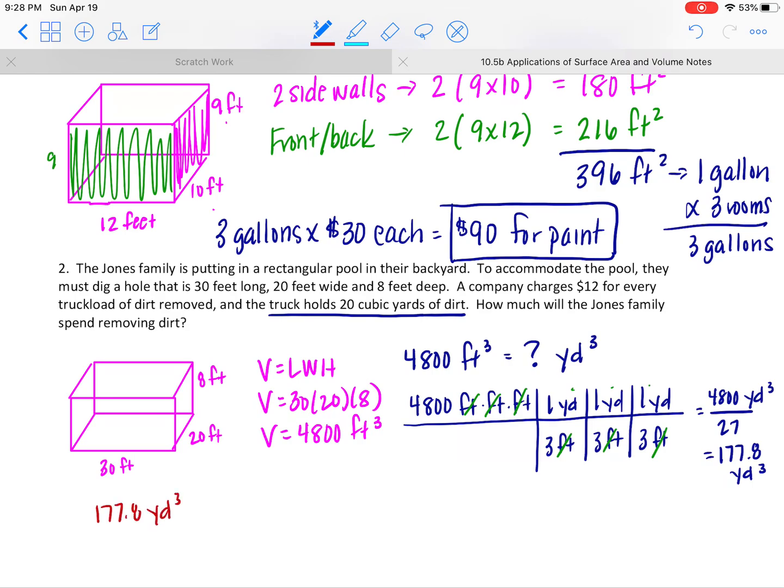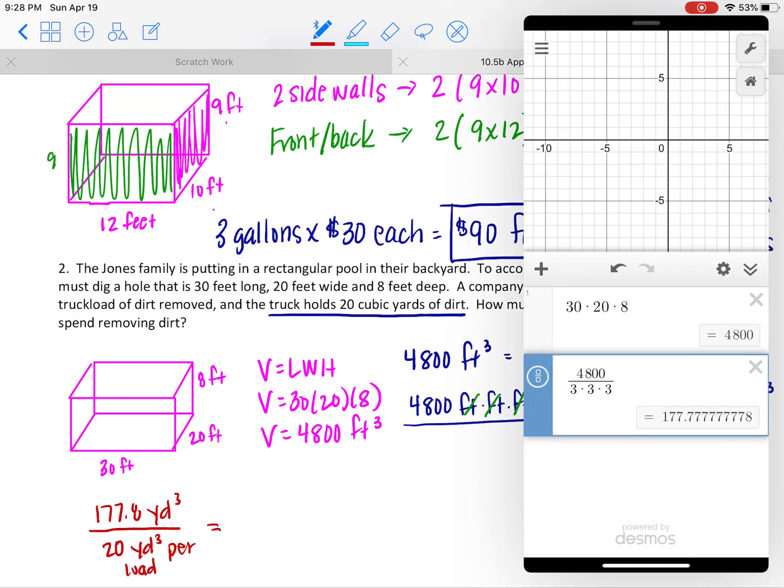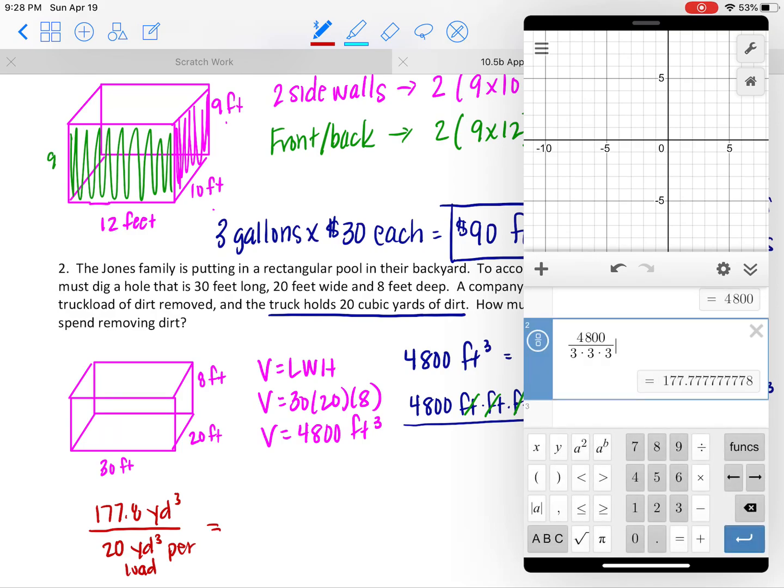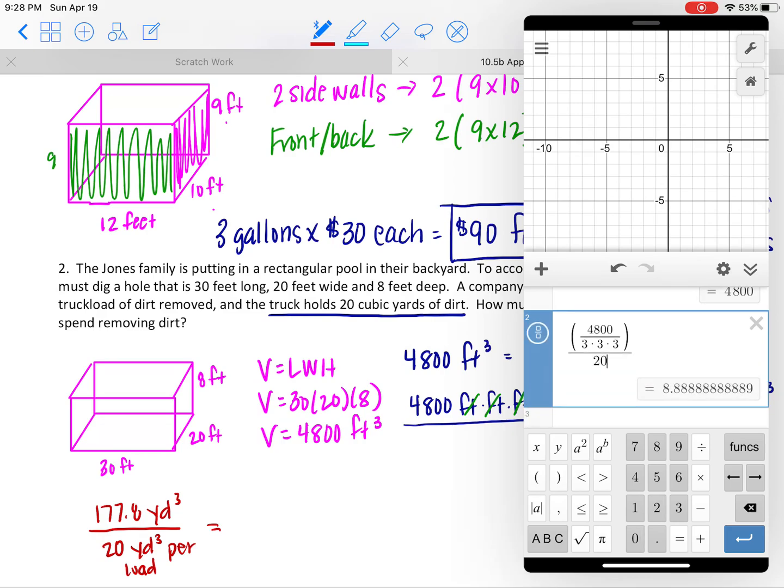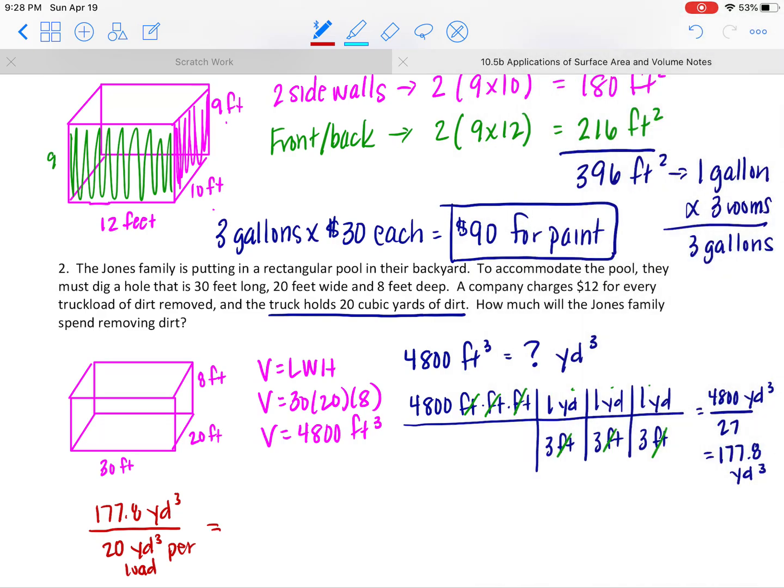So let's see, if I have 177.8 yards cubed divided by 20 yards cubed per load, I take 177.8 and divide it by 20, and I have about 8.9 truckloads. Now, can you really make 8.9 truckloads? Nope, which means they're going to have to make 9 truckloads. And it says that each of them costs $12. So times 12 bucks a pop.